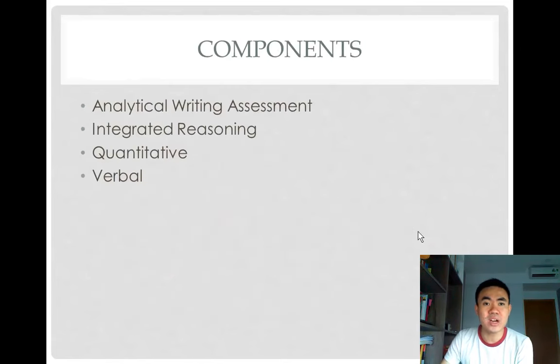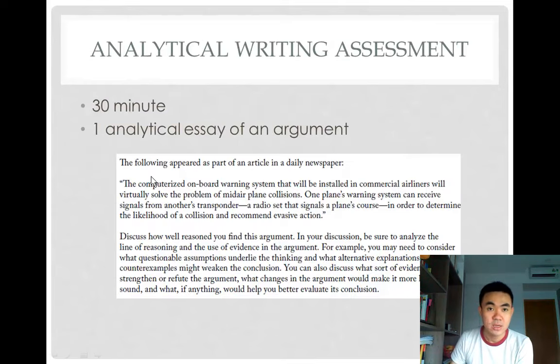All right, so what is there in a GMAT exam? Normally, in a GMAT exam, you will encounter four components: analytical writing assessment, integrated reasoning, quantitative, and verbal. For the first part, the analytical writing assessment, you will be given one paragraph that contains an argument. It is a very short paragraph, and you are required to write an essay in which you analyze the effectiveness of the argument.